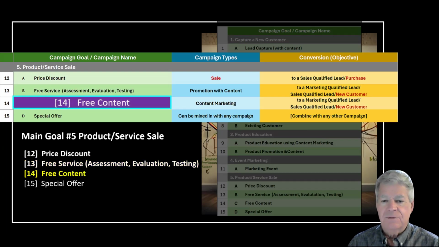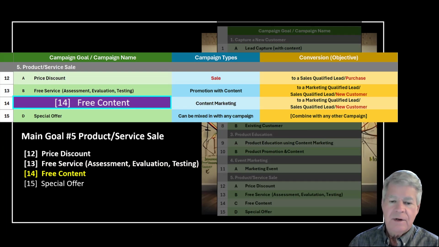Campaign 14 is free content. The conversion objective is marketing qualified lead or sales qualified lead. And you might ask, why are you giving away free content as a separate campaign when you're already giving away free content in your content marketing campaigns? Good question. The kind of content we're talking about here has more value than content typically given away with a content marketing campaign. This includes free books, training courses, or any kind of educational material that comprehensively covers one or more important topics.